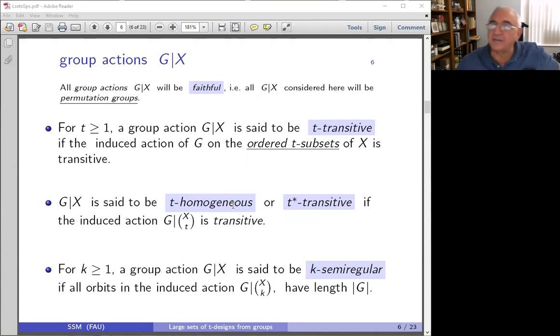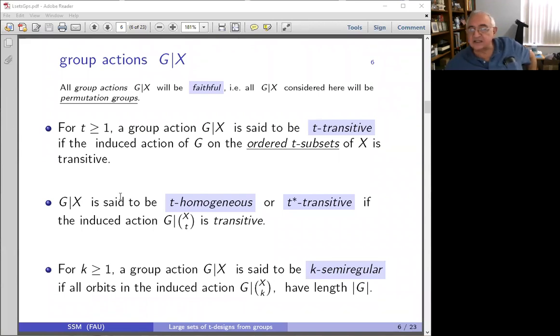So I begin with talking about group actions. I'm assuming that most people are familiar with group actions. All group actions here will be faithful. In other words, you can think of them as permutation groups. So the first definition is the following. For T greater than 1, we say that the group action G on X is T transitive if the induced action of G on the ordered T subsets of X is transitive. In other words, there's a single orbit on the ordered T subsets of X.